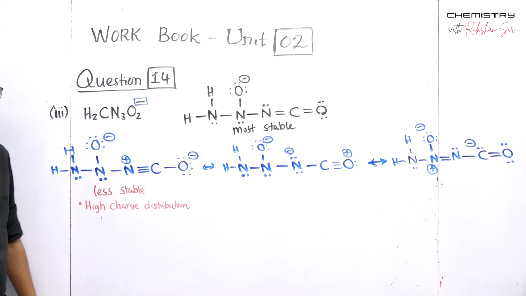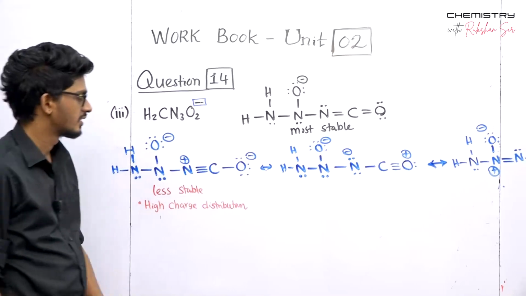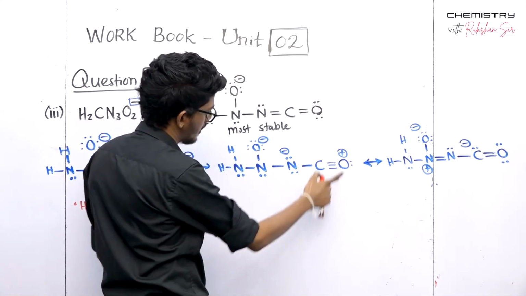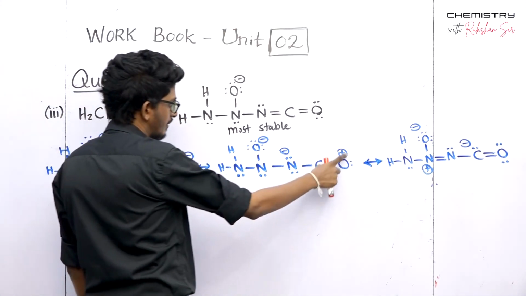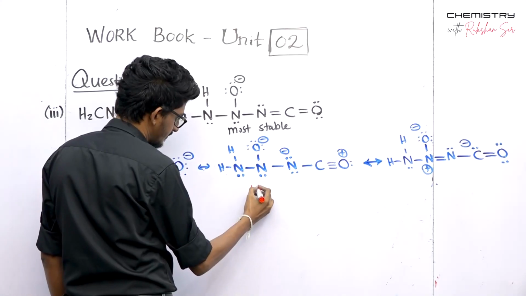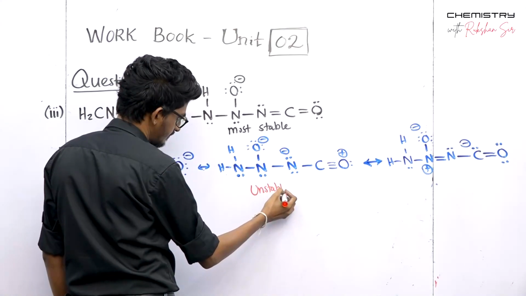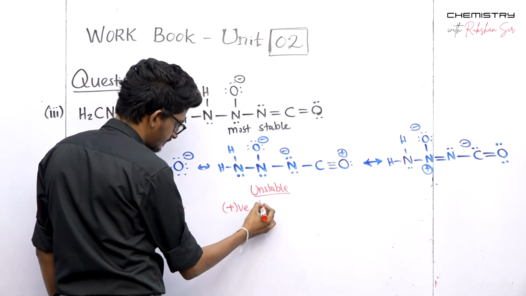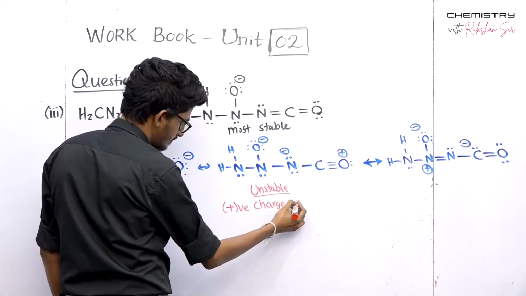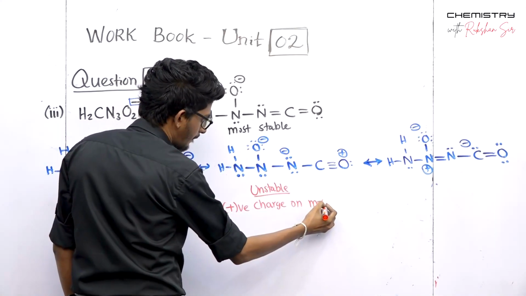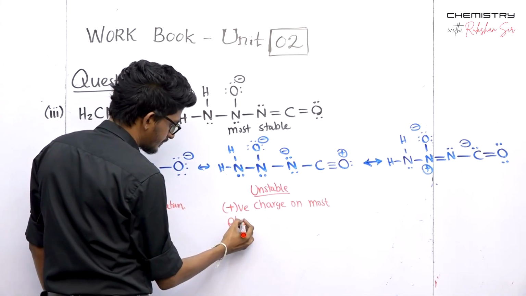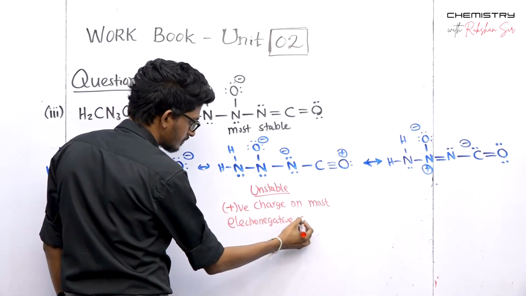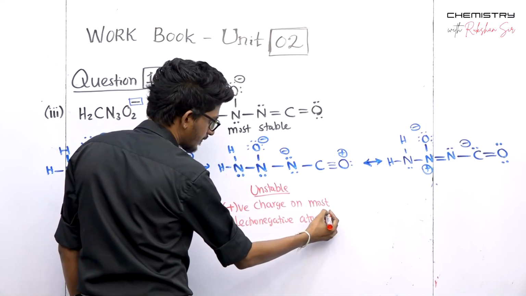Right, now this one. What about this? At the first place, we can see it is unstable because the most electronegative atom is carrying a positive charge. So this is unstable. Positive charge on the most electronegative atom, oxygen.